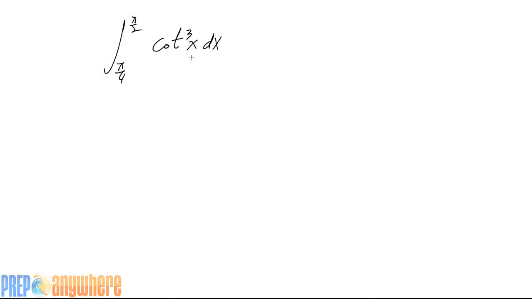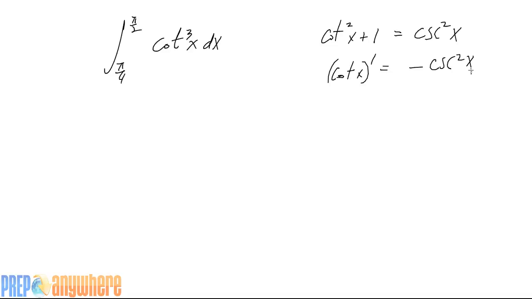So we only have cotangent here. Usually cotangent is nice to have with cosecant, because we know several things. Cotangent squared plus 1 is cosecant squared x. If you differentiate cotangent x, you get minus cosecant squared x. And if you differentiate cosecant x, you get minus cosecant x cotangent x. So you should have this all memorized if you haven't already done so.